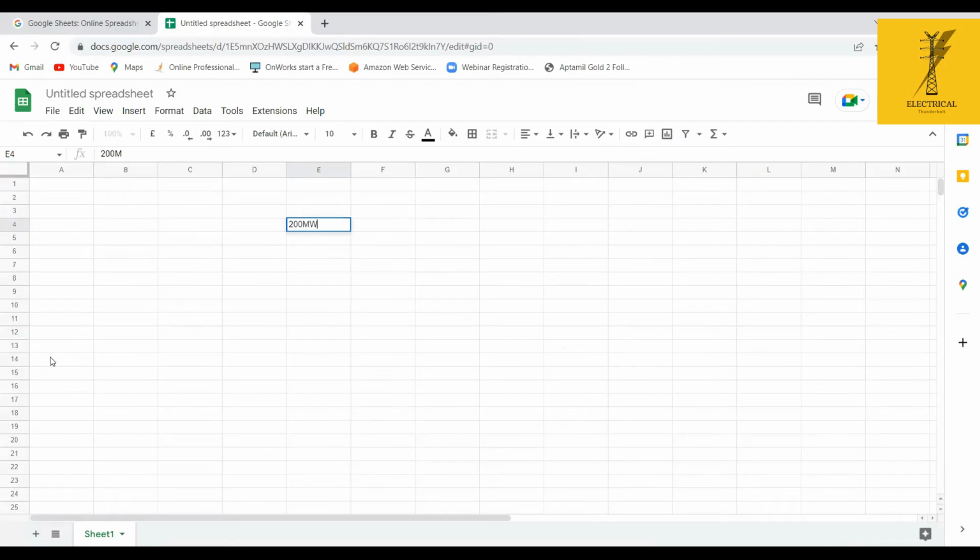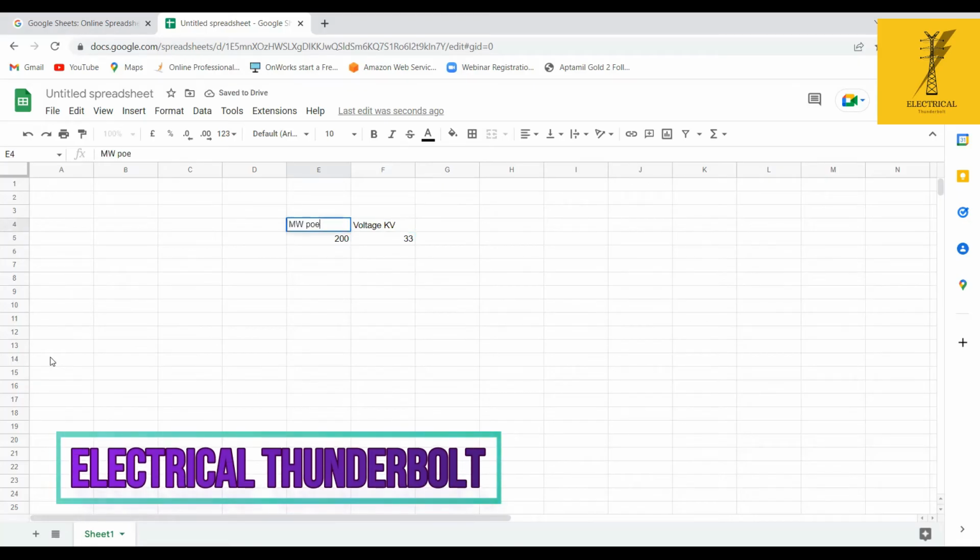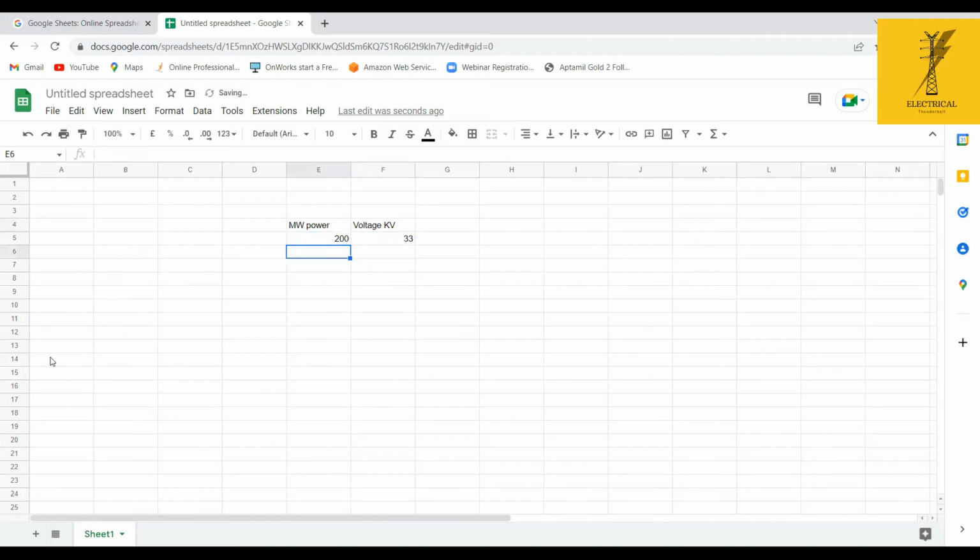Let's take 200 megawatt of power. If I am converting this into amps, let's take the voltage levels. All the voltages are in kV: 33 kV is one voltage, 132 kV is the other one, then 220 kV, 400 kV, and 765 kV. These are the voltage levels I am considering for transmitting 200 megawatt of power to the grid.